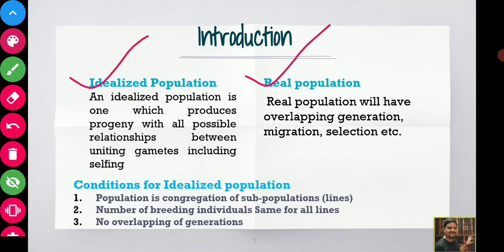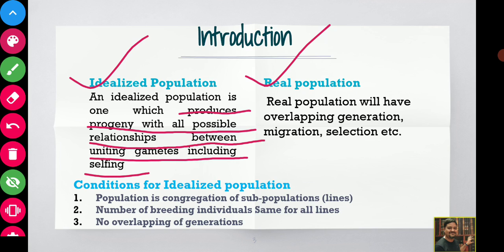So an ideal population is one which produces progeny with all possible relationships between united gametes, including selfing. What it means is that in an ideal population there is the possibility of every kind of interbreeding. That means interbreeding between all the relationships. Distantly related individuals are mating, closely related individuals are mating, even brother-sister mating is there, father-daughter mating is there, son-mother mating is there, and even selfing is also there. That means both the male and female gametes of the same individual are uniting together.